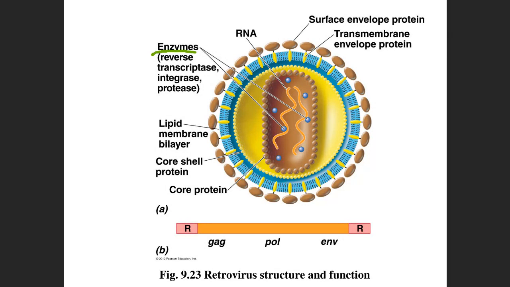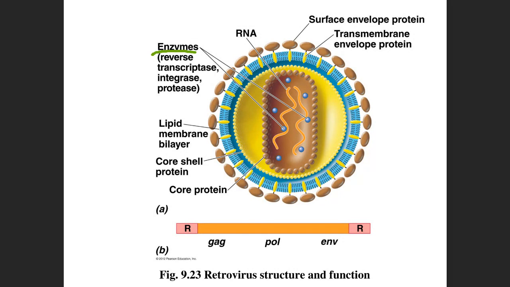Well, we know transcription goes from DNA to RNA, and if you have to reverse, reverse transcriptase goes from RNA to make DNA. And then you have integrase. Integrase integrates the DNA into the host chromosome. And the protease is the enzyme that actually will process the proteins into the correct form.